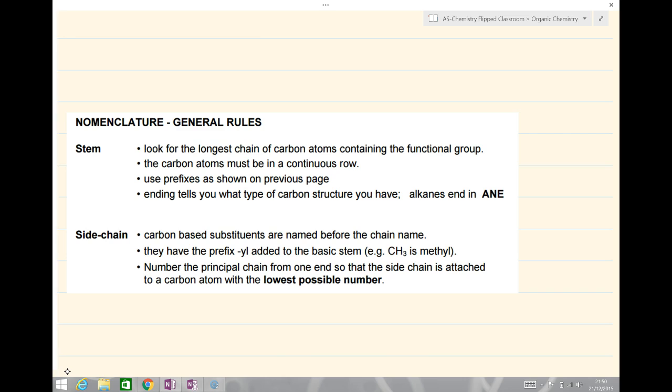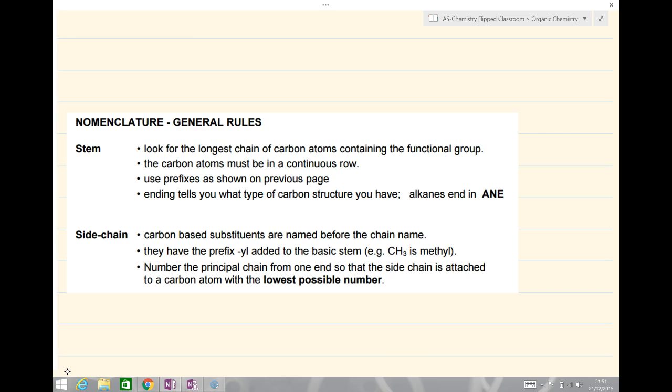If it's an alkane group with CH3s, then they have the ending "-yl" added to the basic stem. So we have methyl, ethyl, propyl, butyl. But these could also be side groups of bromo, haloalkanes, as we'll see. Number the principal chain from one end so that the side chain is attached to a carbon atom with the lowest possible number. Now the best thing to do here is just to take stock of those rules and then see how we apply them as we go on.